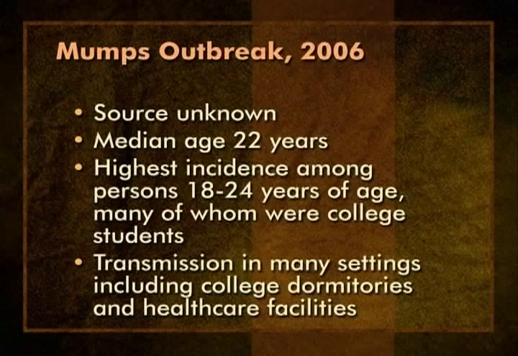The median age of persons reported with mumps was 22 years. The highest incidence was among young adults 18 through 24 years of age, many of whom were college students. However, the outbreak spread to all age groups. Transmission of mumps virus occurred in many settings, including college dormitories and healthcare facilities. The largest number of cases was reported from Iowa.